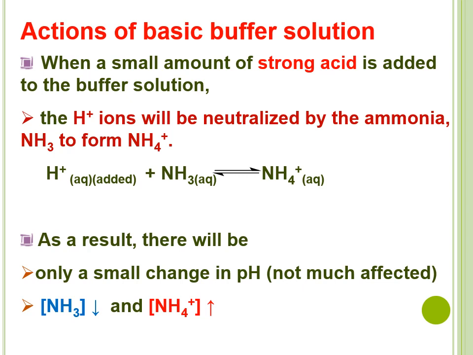When a small amount of strong acid is added into the buffer, H+ ion will be neutralized by ammonia to form ammonium ion, as shown in the equation. As a result, there will be only a small change in pH because the concentration of ammonia decreases and the concentration of the ammonium ion increases.